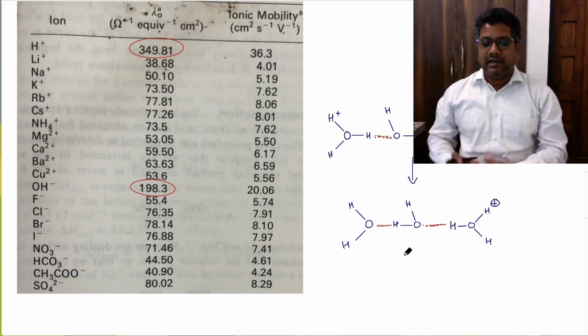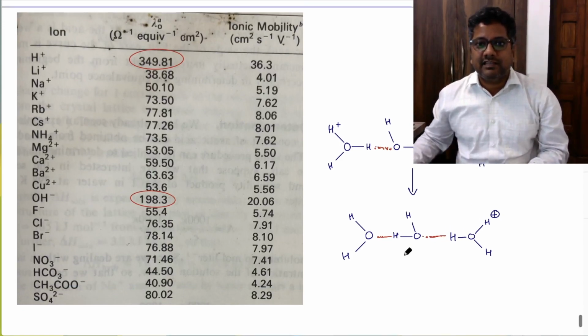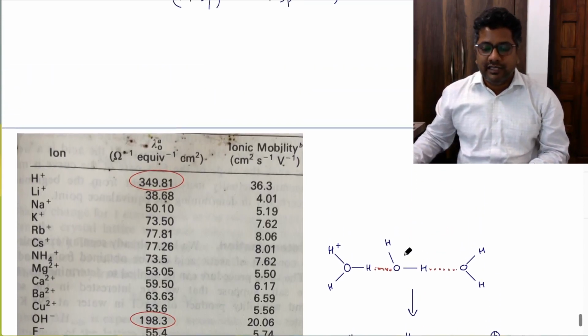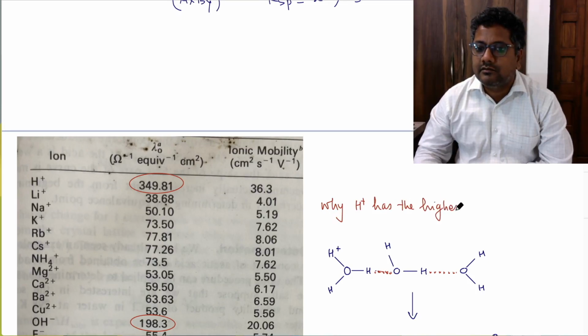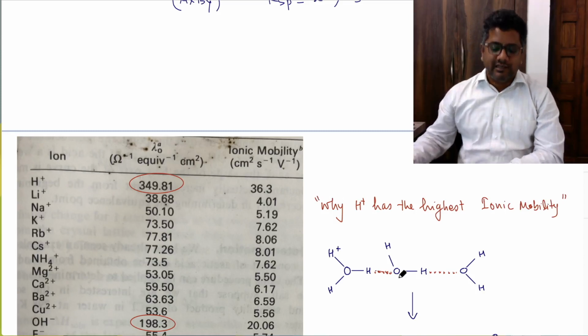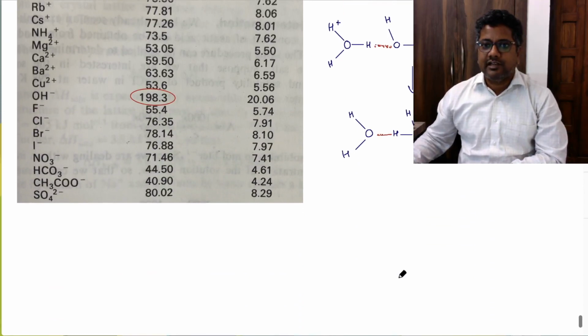So this is the explanation why H plus has the highest equivalent conductance, or highest ionic mobility. And a similar explanation applies for OH minus as well.